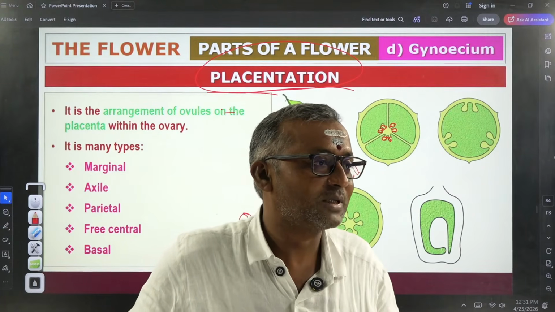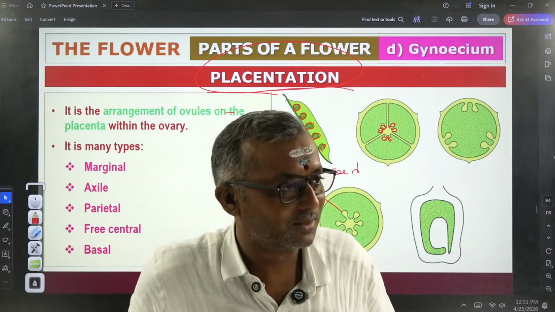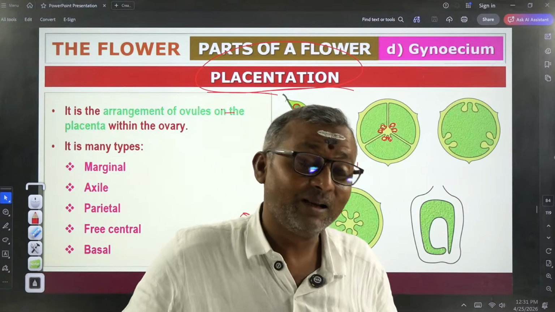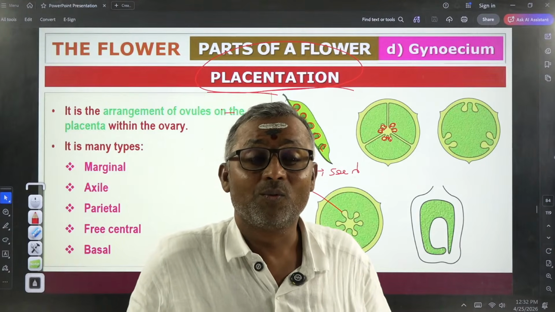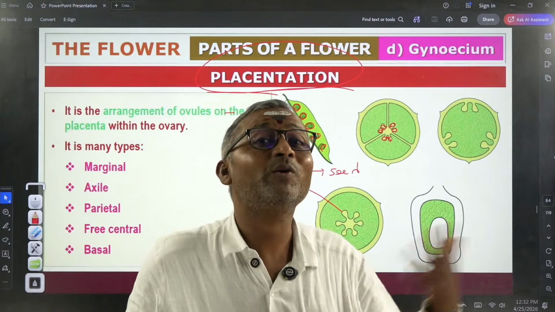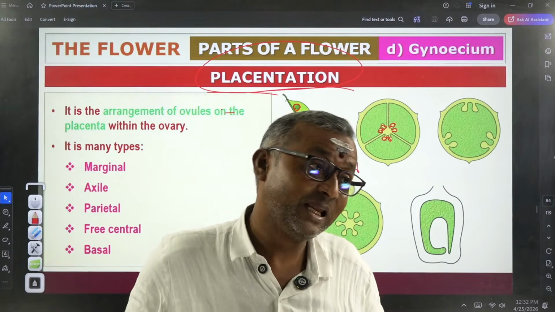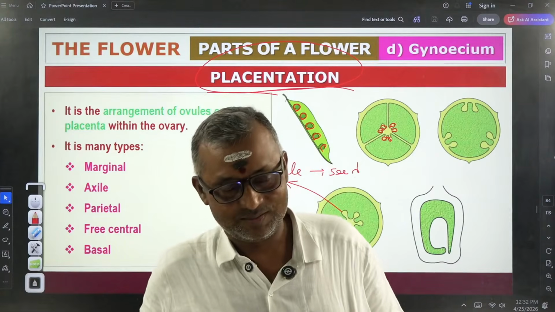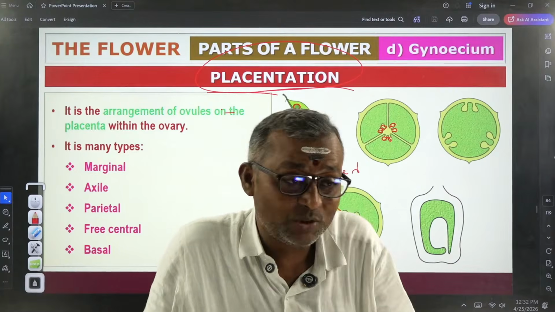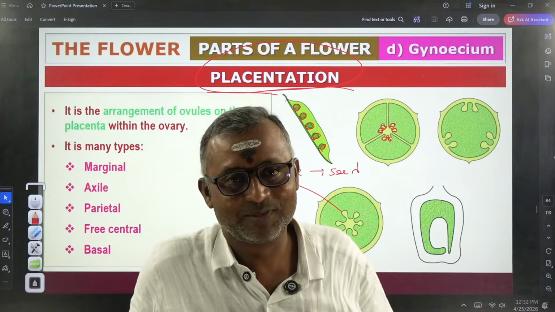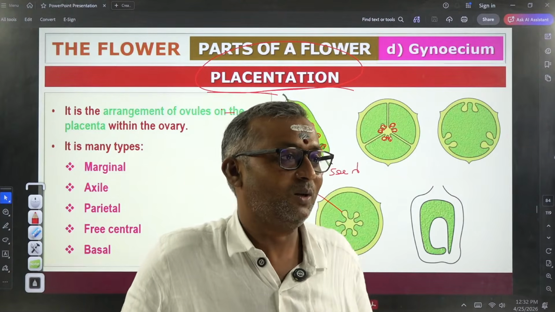Karthik, sir, do staminodes have microsporangia? They may have microsporangia, but they do not produce pollen grains. Similarly, even in gynoecium, there are some cases where the ovary is present but ovules are absent. That means it is a sterile gynoecium. Such a sterile gynoecium is called pistillode. What is a sterile stamen? Staminode. Sterile gynoecium, pistillode. Got it? Is it clear for all of you?